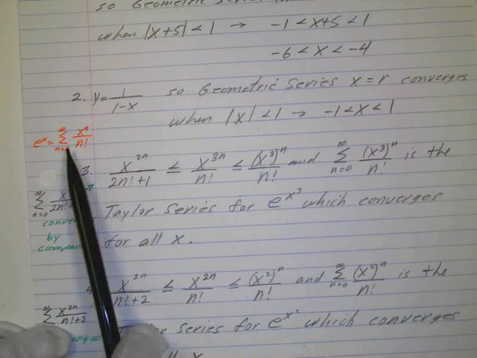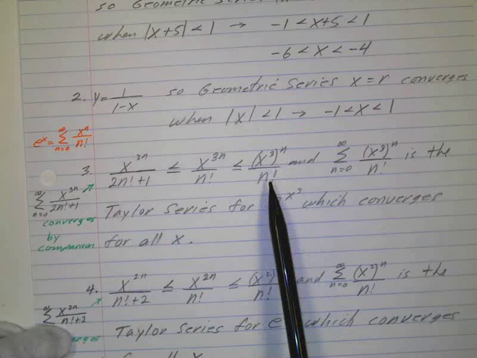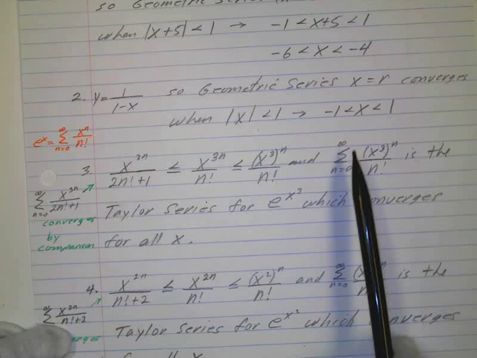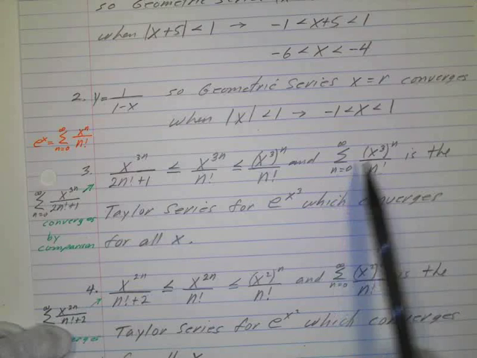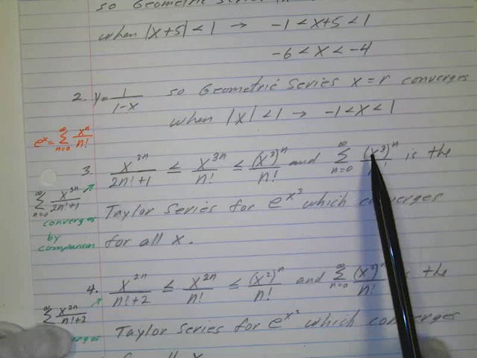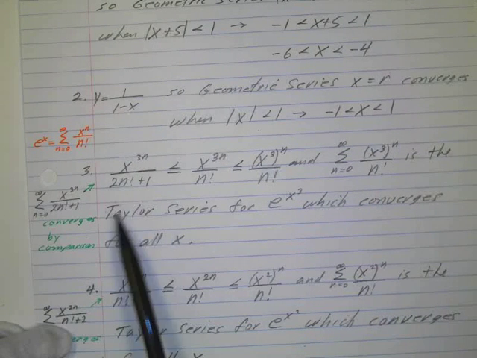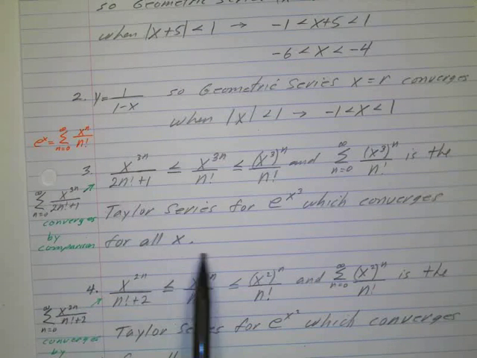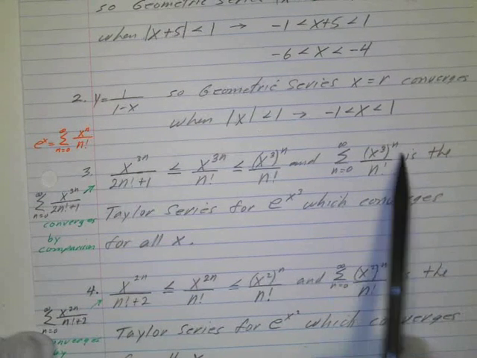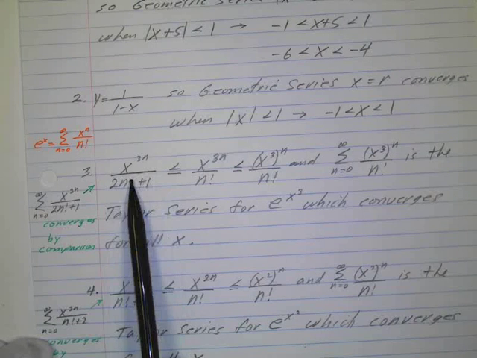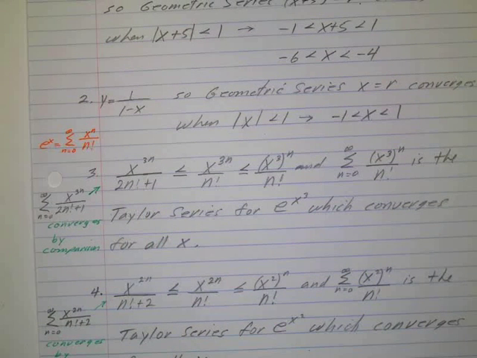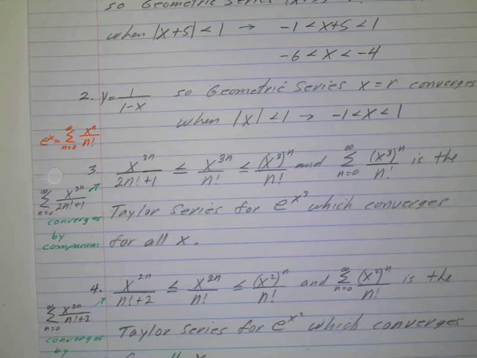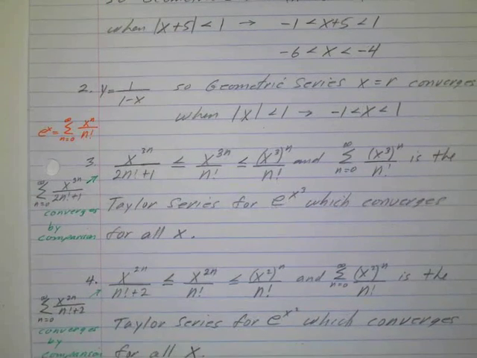Okay, so x cubed to the n over n factorial, and the summation from n equals 0 to infinity of x cubed to the n over n factorial is the Taylor series for e to the x to the third, which converges for all x. So since this converges, by comparison, this must converge because this is smaller than that for all the terms. So it's kind of forced down into it.